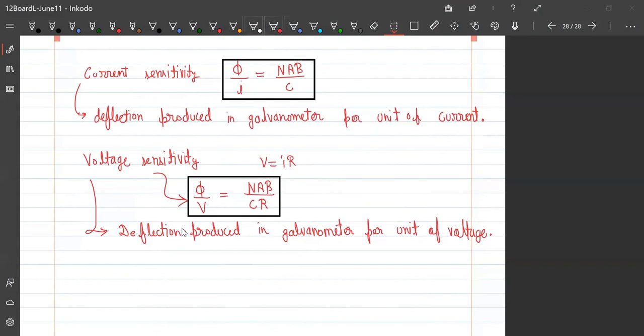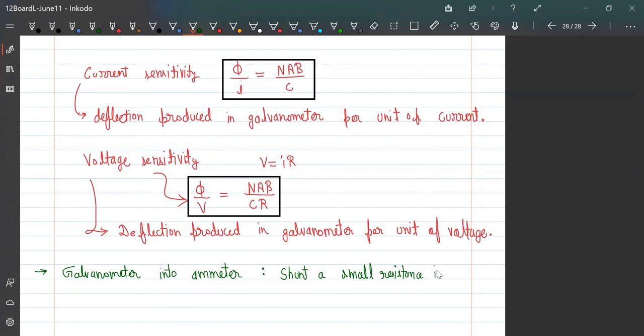Now, as I have told earlier in the current electricity chapter, in the beginning, everything is a galvanometer. And we can convert galvanometer to ammeter and galvanometer to voltmeter. So, to convert a galvanometer into ammeter, what we do is we want to reduce its resistance because ammeter is connected in parallel. Then you should shunt a very small resistance in parallel to galvanometer. Shunting is connecting in parallel.